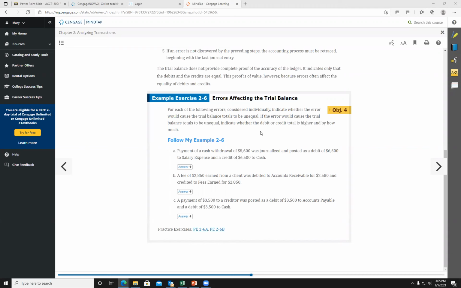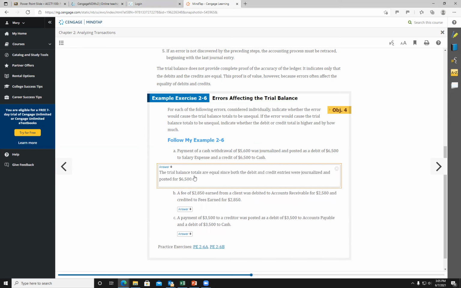So in A, it says the payment of a cash withdrawal of $5,600 was journalized and posted as a debit of $6,500 to salary expense and a credit of $6,500 to cash. So obviously, the first thing I'm seeing is we have a transposition in numbers. The trial balance totals are equal, since we did a debit and a credit of the same amount, so you're not going to see an unequal amount in your debits and credits. The trial balance totals are equal since both the debit and credit entries were journalized and posted for $6,500. We know they're wrong, but we're not going to see that they're unequal.